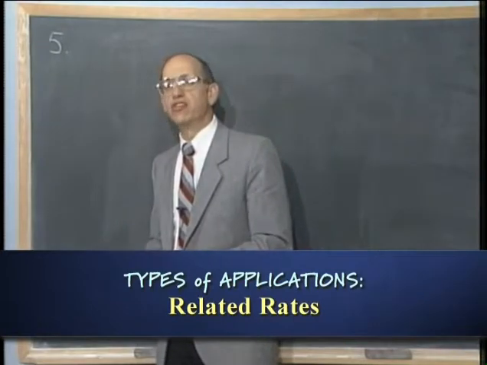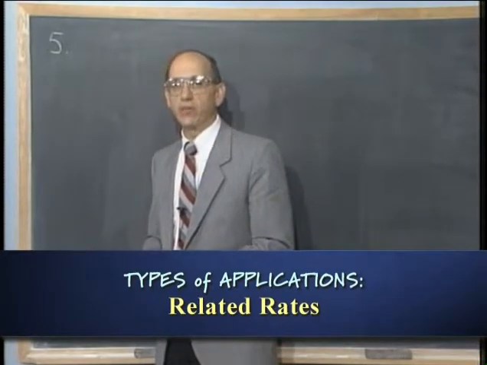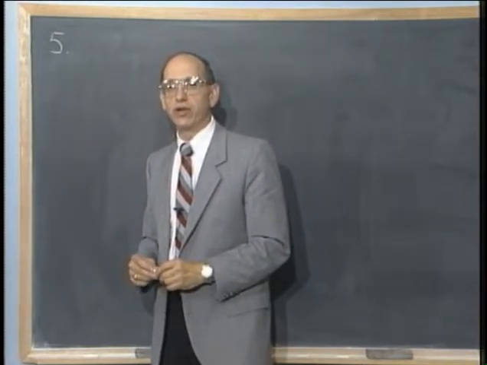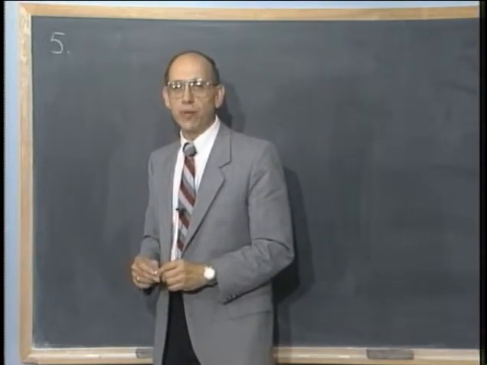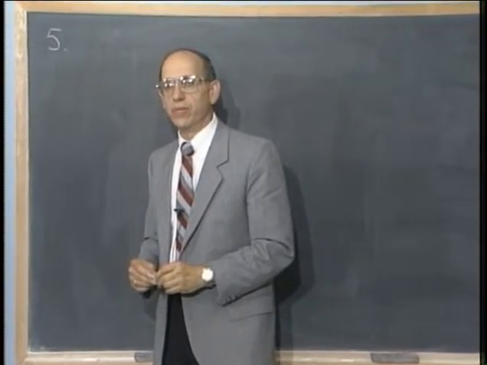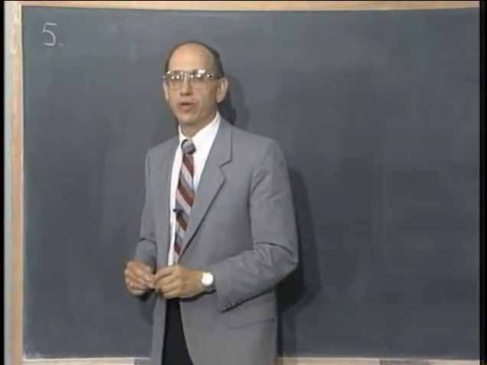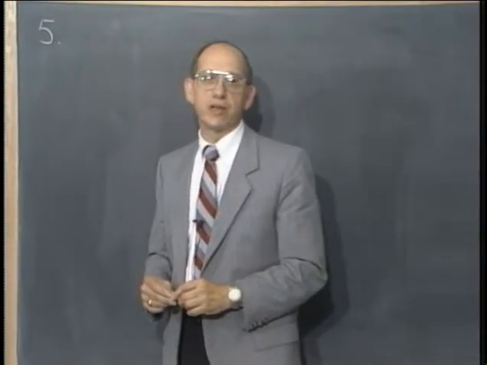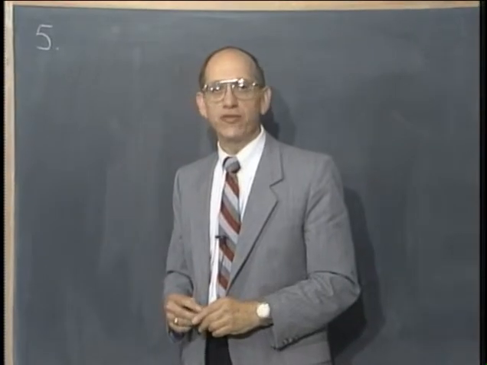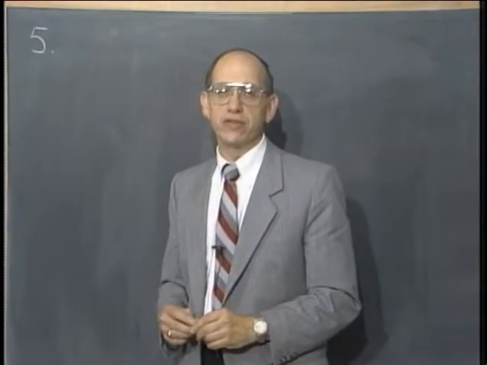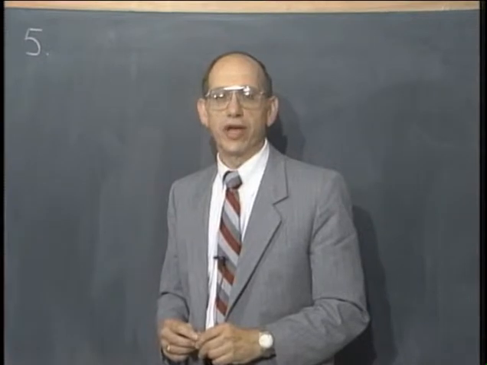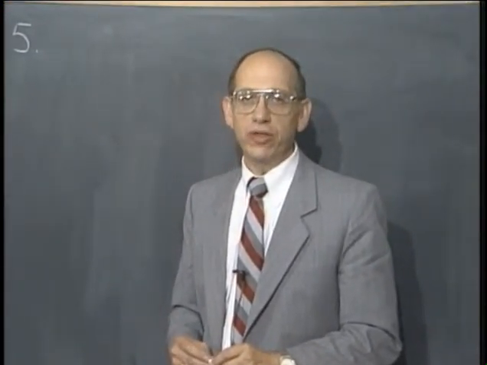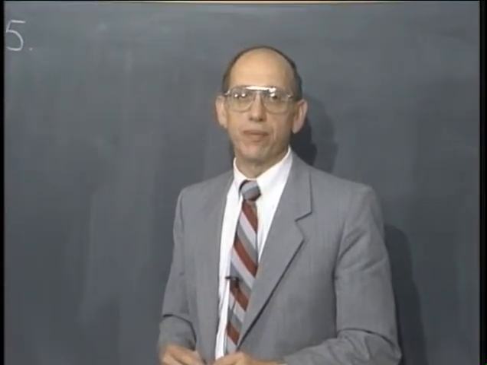Problem 5 is a related rates problem. In fact, problem 5 is about the easiest type of related rates problem that you're possibly ever going to encounter. In this problem, we're told we have a spherical balloon being pumped full of helium. We're told the rate at which the helium is being pumped into the balloon is 100 cubic centimeters per second. We're asked to find the rate at which the radius of the balloon is increasing when the diameter of the balloon is 20 centimeters.